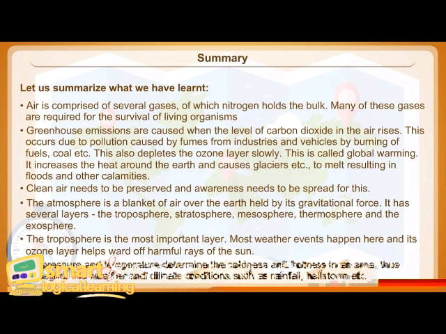Air pressure and temperature determine the coldness and hotness in an area, thus impacting the weather and climate conditions such as rainfall, hailstorm, etc.